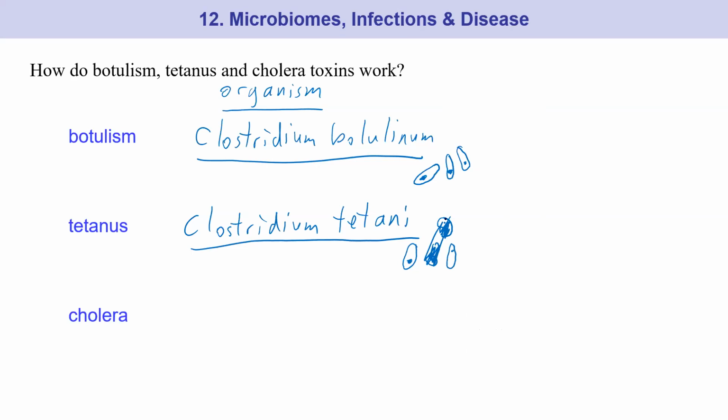Botulism and tetanus, right? Botulism, remember, is the same toxin that is used as Botox. So that causes paralysis. In the case of Botox, we're basically trying to paralyze muscles in local parts of the body, such as the face, for either therapeutic or cosmetic purposes.